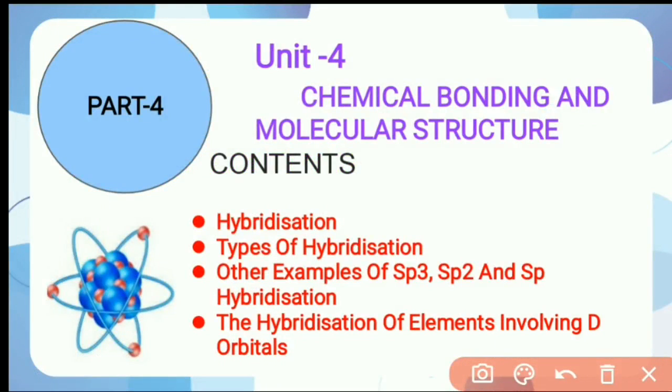Hello dear student, in part 4, unit 4, chemical bonding and molecular structure, we will cover the following contents: hybridization, types of hybridization, other examples of sp3, sp2 and sp hybridization in organic compounds, and hybridization of elements involving d orbitals. So let's understand all these types of hybridization with suitable examples.